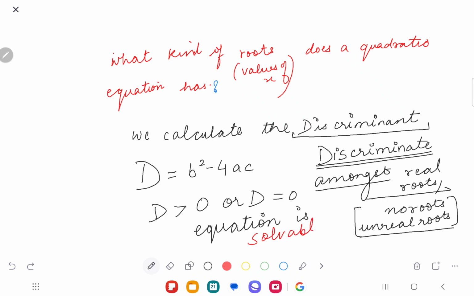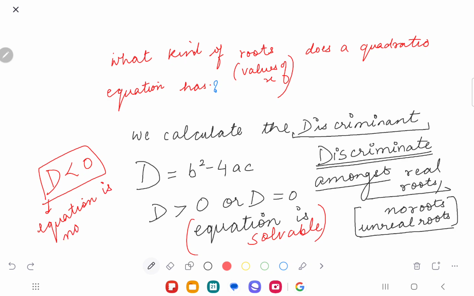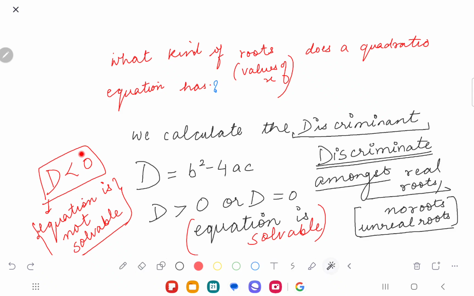And if the discriminant comes out to be less than 0, then we say that the equation is not solvable. Do you understand my point? This is the condition. So when the discriminant is less than 0, we say the equation is not solvable. I hope you're understanding.